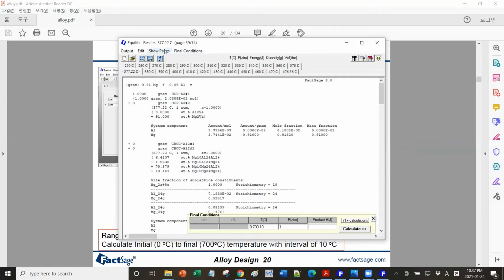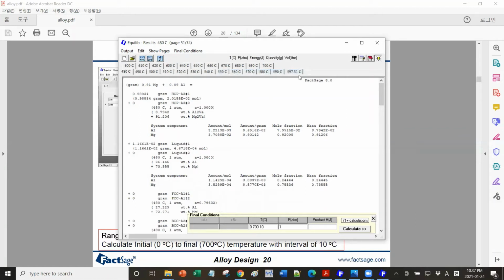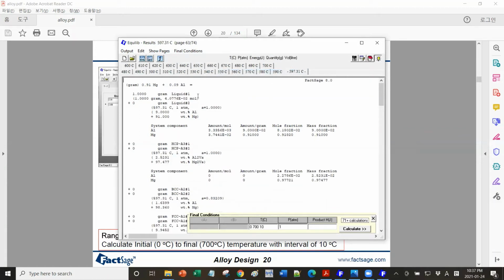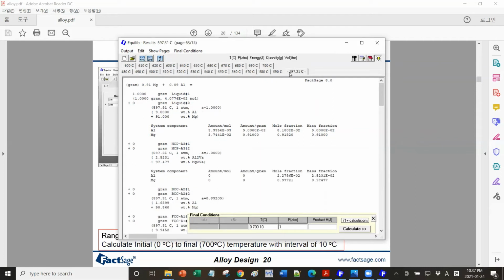Same way, above this temperature, only the liquid phase exists. However, from this temperature, the HCP phase starts to form, which means this is the liquidus temperature.